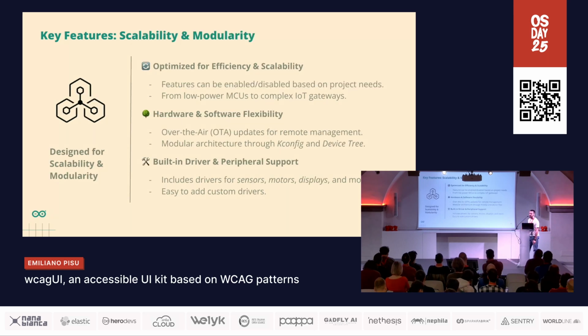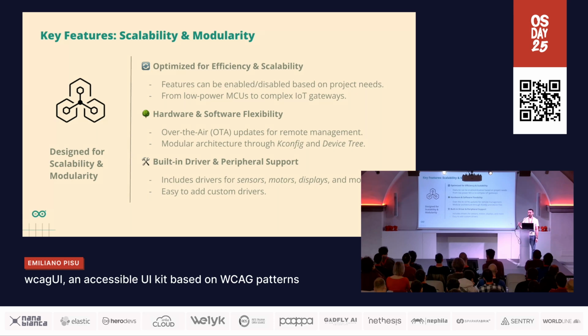Okay, scalability and modularity. Zephyr is efficient and scalable. What does it mean? It's possible to enable or disable features based on your project needs. So you can implement Zephyr in a low-power MCU up to a complex IoT gateway. Zephyr is also flexible. What does it mean? It implements over-the-air update for remote management, so you can install the firmware remotely through connectivity. In a bare metal approach, you have to implement the over-the-air update on your own. It's not an easy task.